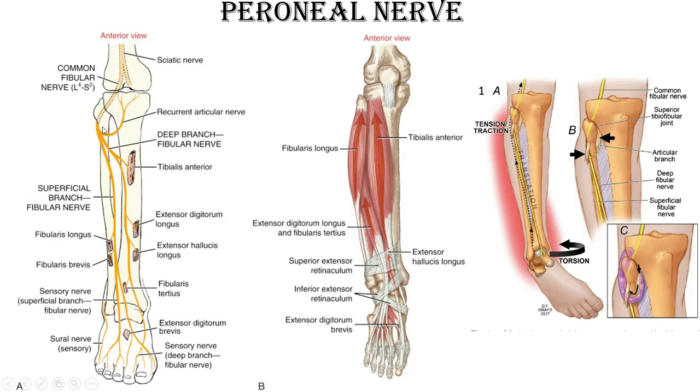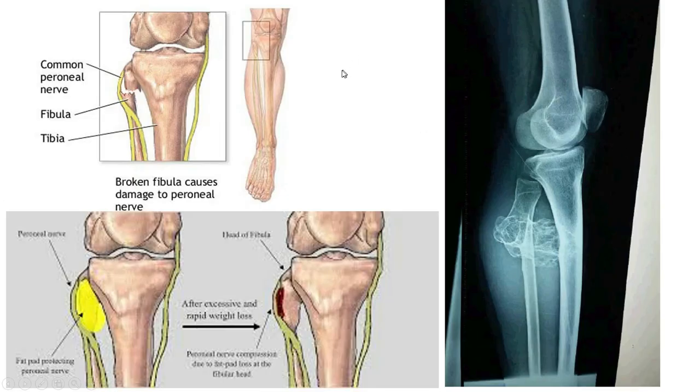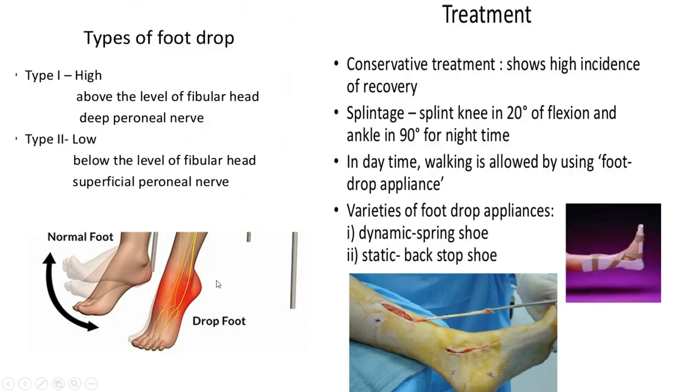So if there is any insult around the neck, then the whole anterolateral compartment can be affected. Okay, so the most common cause is fracture impingement, second is tumor extension, or any surgical technique done around this neck can hamper this nerve. Now, due to this nerve there will be a chance of foot drop.